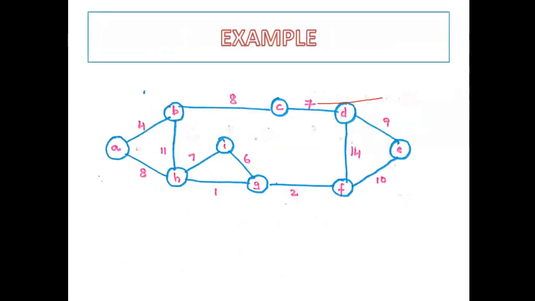So now consider this example. We can see here 1, 2, 3, 4, 5, 6, 7, 8, 9 vertices, and we have different edges like AB with weight 4, AH with weight 8, BH with weight 11, BC with weight 8. Like that, you have weights on these edges. Whenever you have a combination like AH or HA, you can follow alphabetical order to choose the edge name. Now we are going to construct a minimal spanning tree for this graph.